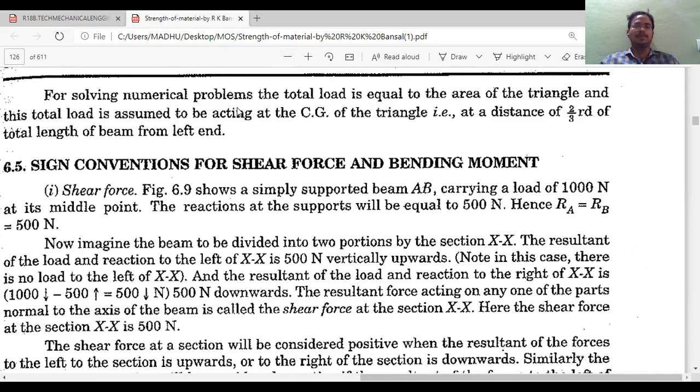For solving the numerical problem, the total load is equal to the area of the triangle. In the previous case, that is the area of the rectangle for UDL. For UVL, it is the area of the triangle. And this total is assumed to be acting at the center of gravity of the triangle at a distance 2/3 of the total length of the beam from the left end. It means when you are having a triangle, the centroid will be from the vertex 2/3 of the height, or from the base 1/3.